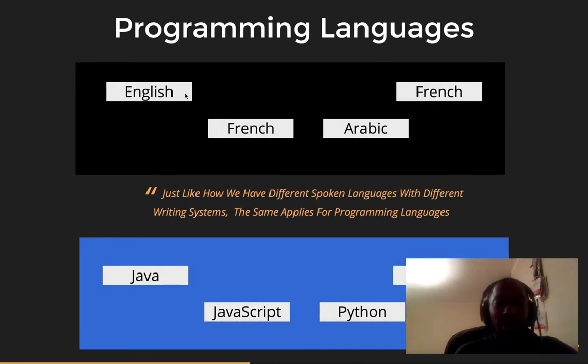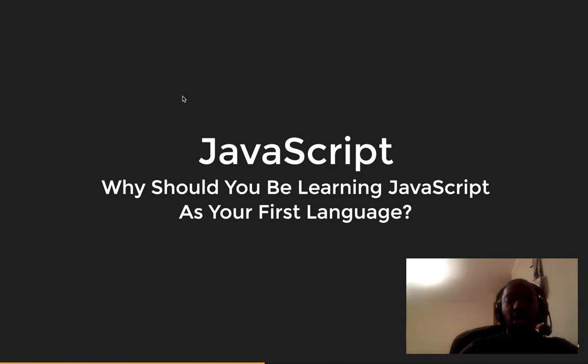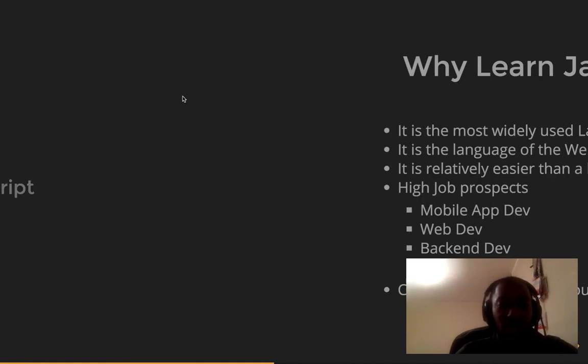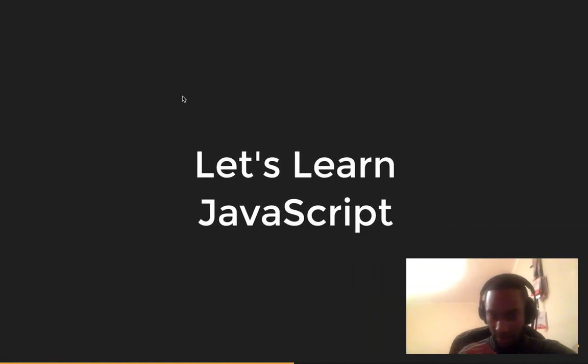And we remember how programming languages are just different. They're not all the same, the same way languages like English, French, Arabic are all different to each other. They have separate rules and syntaxes. And then we talked about JavaScript and why you should be learning JavaScript. A very, very popular language and a lot of money.